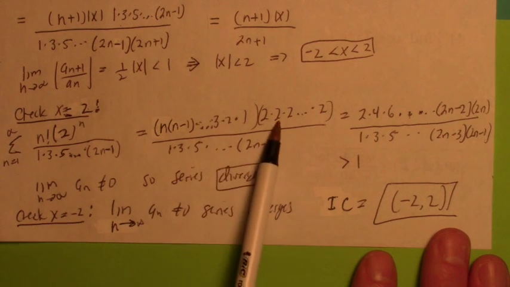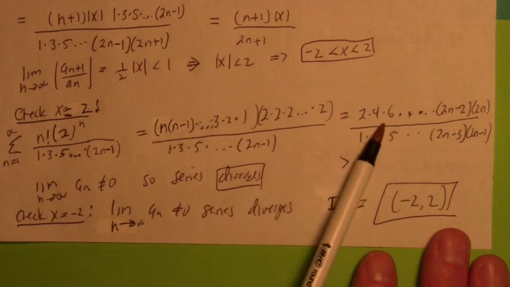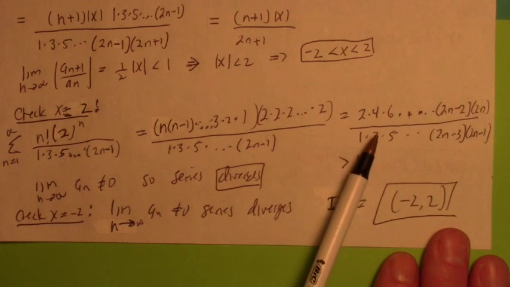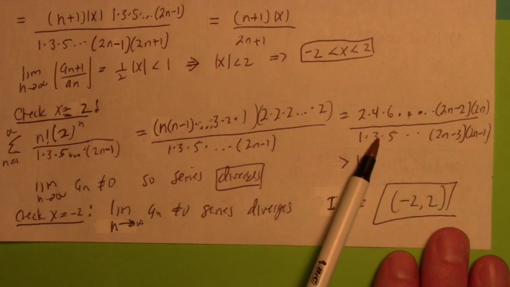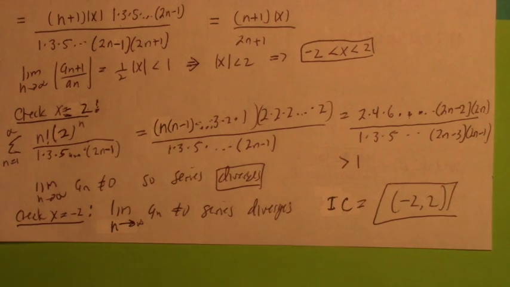This is n factorial, this is 2 to the n. I multiplied each of these by 2. So you got this. If you look really closely, you can see the numerator is greater than the denominator. Each of these terms is greater than 1. The a sub n does not go to 0 on either of them. So the interval of convergence is the open interval negative 2 to 2.